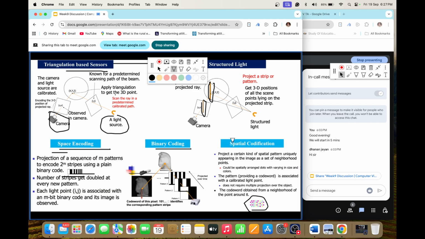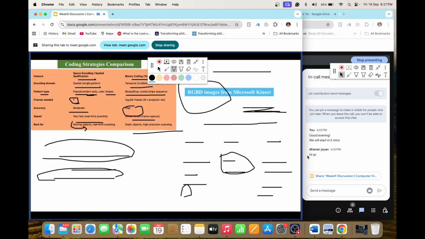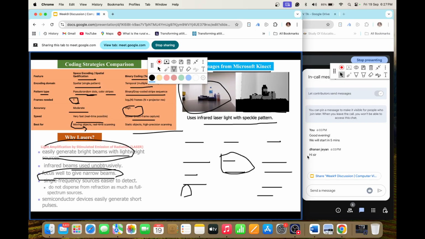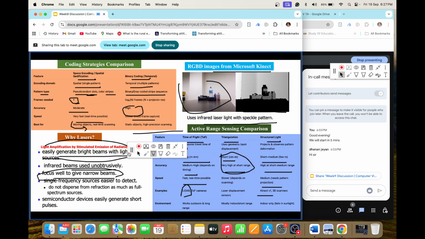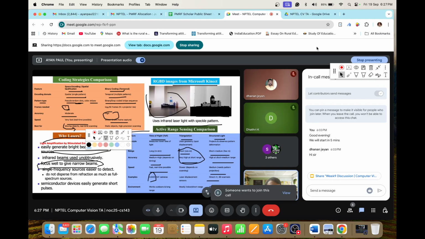And then there are different types of encoding, an example of structured light, and this comparison. So this is a broader, general view of range imaging. Are the things clear to all of you? Any doubt in this?